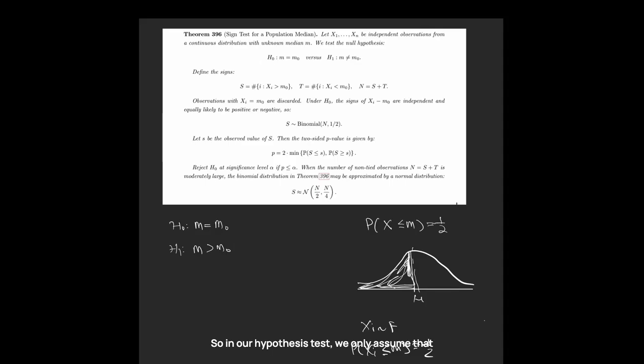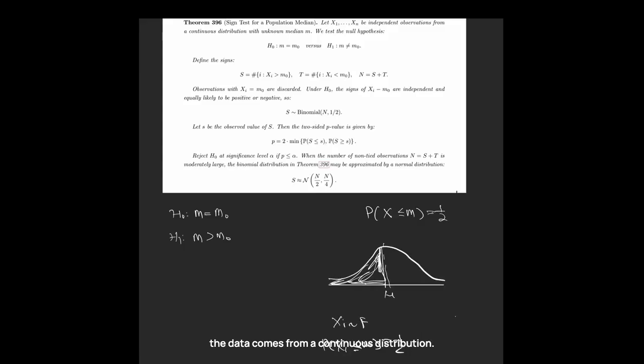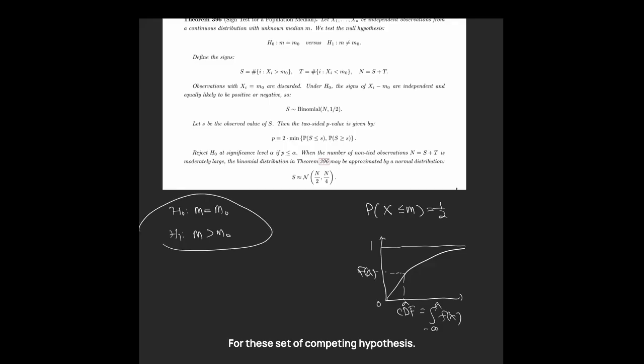So in our hypothesis test, we only assume that the data comes from a continuous distribution. This means that our cumulative density function has no jumps because we're working with a continuous function. Right? So for instance, here we could have 0 and 1, the cumulative density function, and we obtain this by integrating the probability density function up to a. So for example, here we could have the point a.